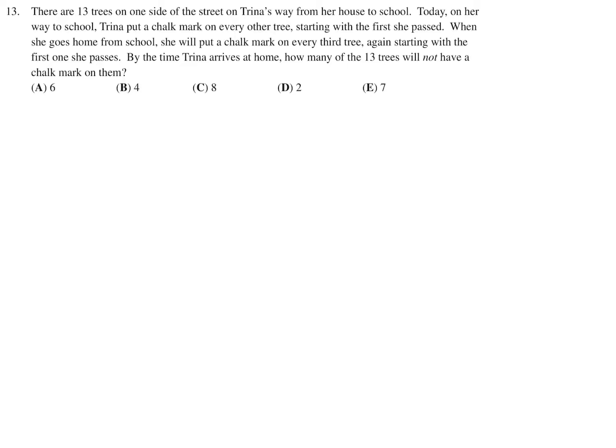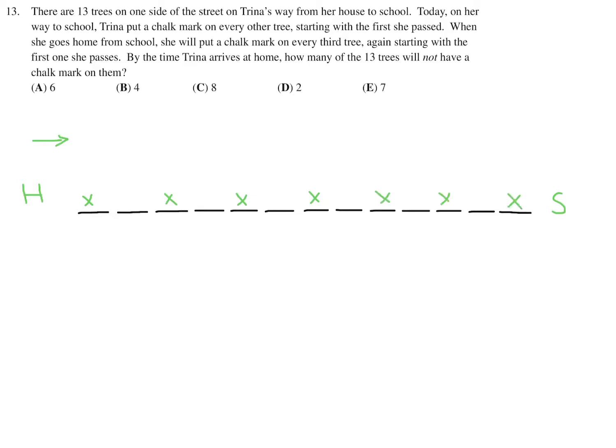So initially we got 13 trees, right? So 1, 2, 3, 4, 5, 6, 7, 8, 9, 10, 11, 12, 13. And initially she is going from where? Her house to her school. And she's going obviously in that direction. All right, so let's just do what she does, which is put a chalk mark on every other tree, starting with the first one. So this is the first tree, chalk mark, every other one, correct? So there you go. And then she goes to school.